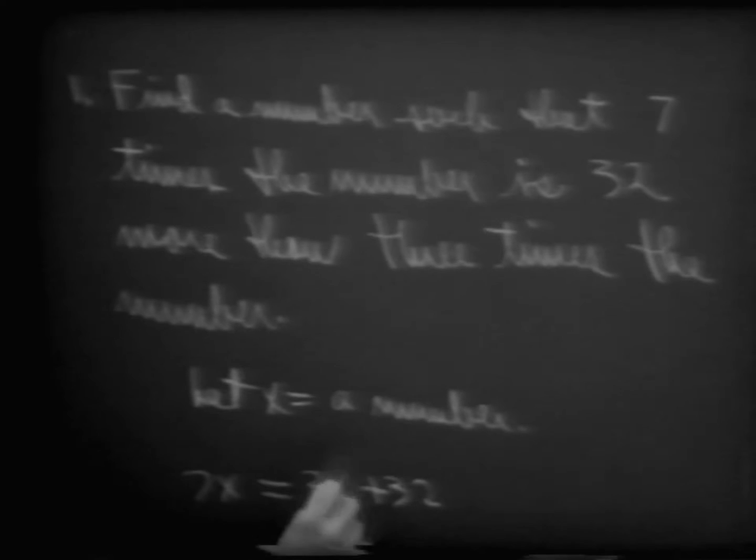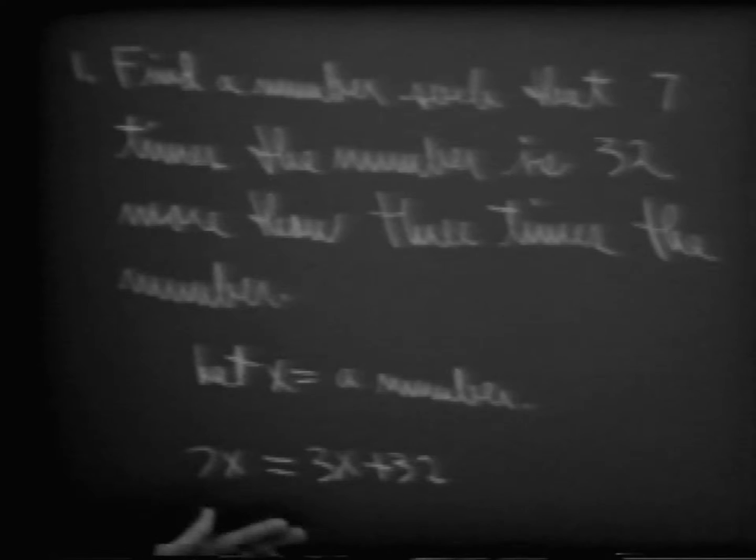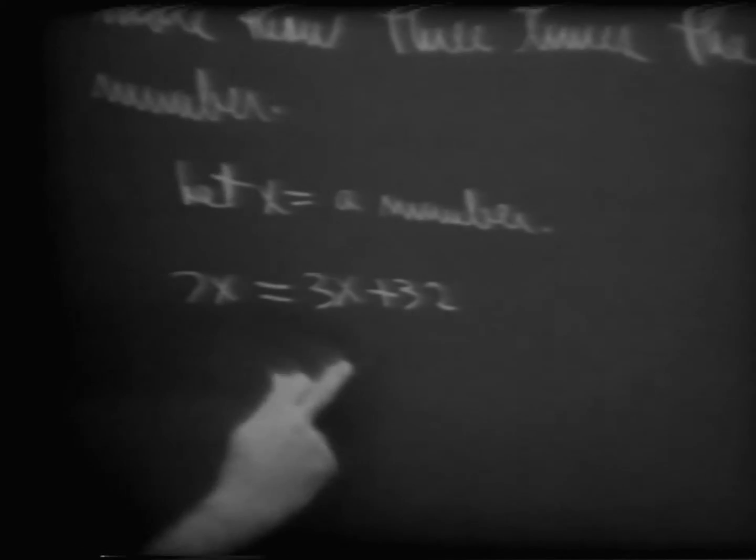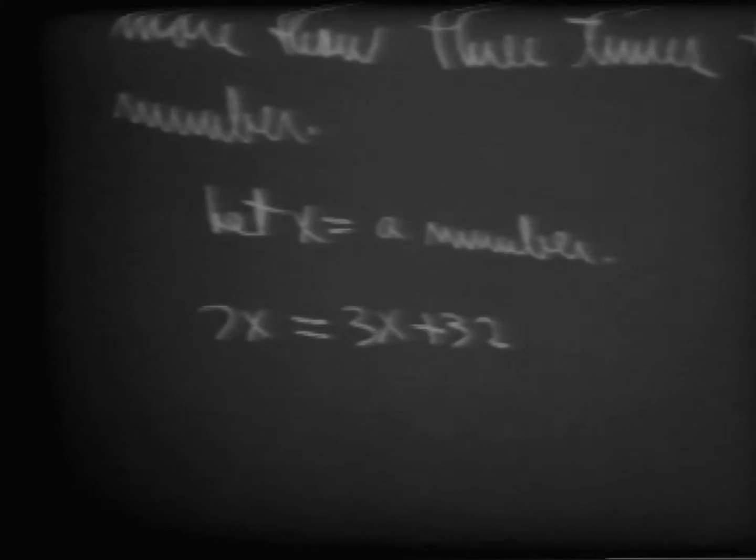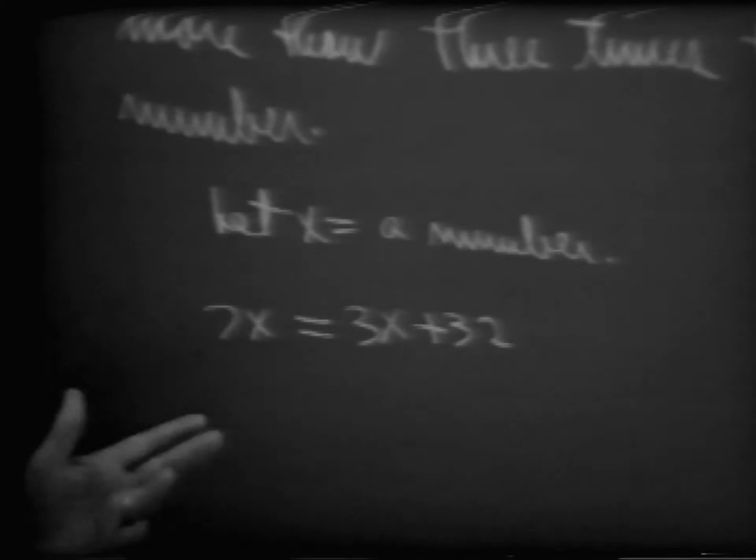Who now can write the equation? Who thinks he can write the equation? 7x. 7 times that number is equal to 3x plus 32. It says 3 times that number, 32 more than 3 times that number. Is that right? Which is exactly what Todd said. You look at this and you say, well, this is a pretty easy problem. I can do this without too much trouble. Now notice here we have the variable on both sides of our equation, and that was what we were doing in today's problems. Now let's go ahead and solve it.